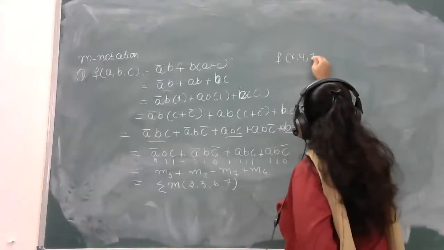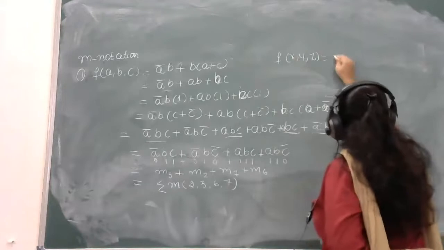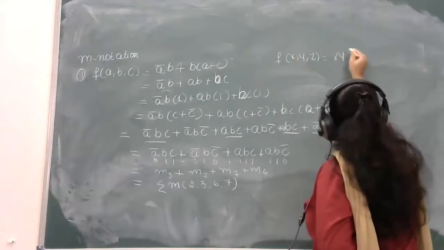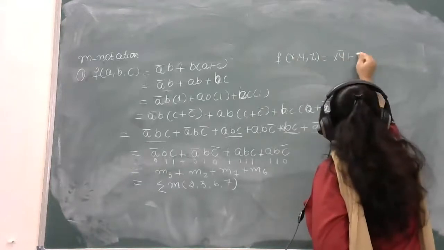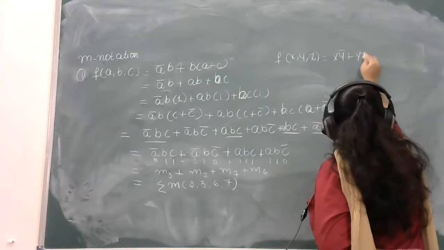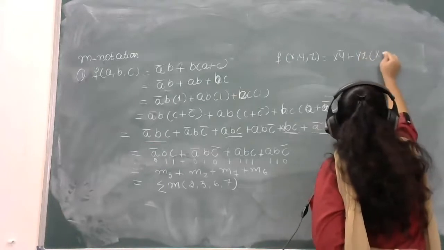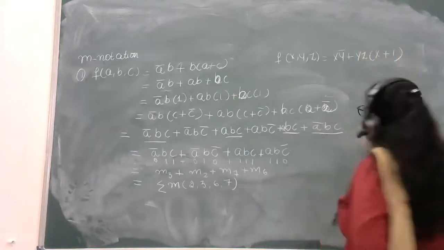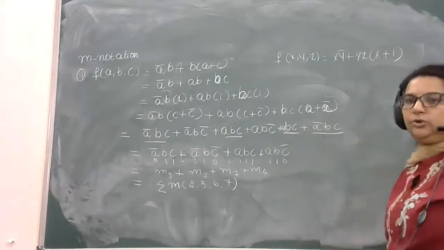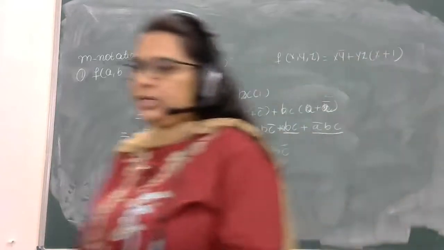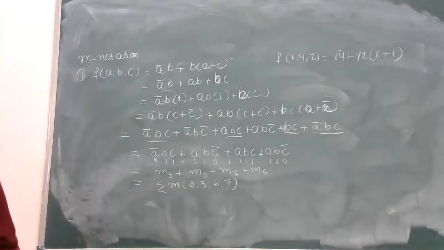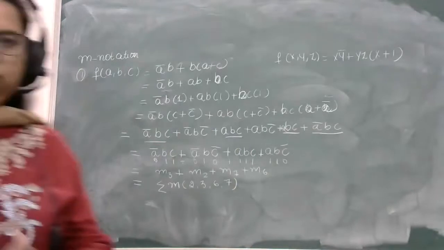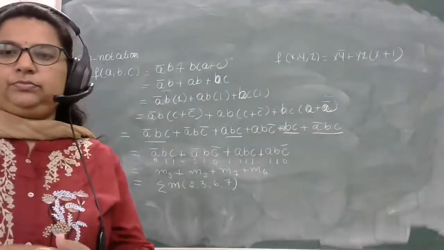Take down this expression and do it. Quickly do it for this expression. Convert the given Boolean expression to its m notation. Quickly do it.